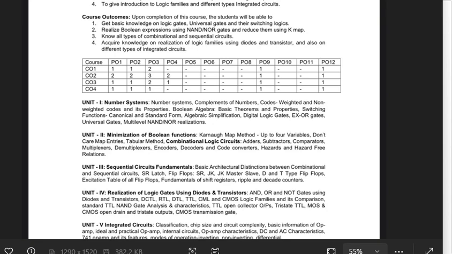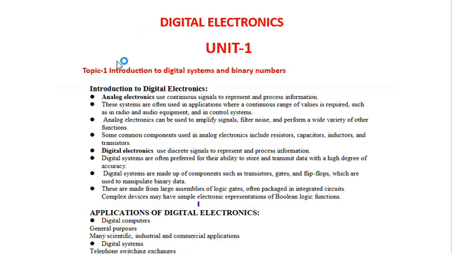So let's start with the first unit, which is number system. In this video I'm going to cover the introduction to digital systems and binary numbers. Before going into the subject, first you have to understand what analog and digital electronics are.